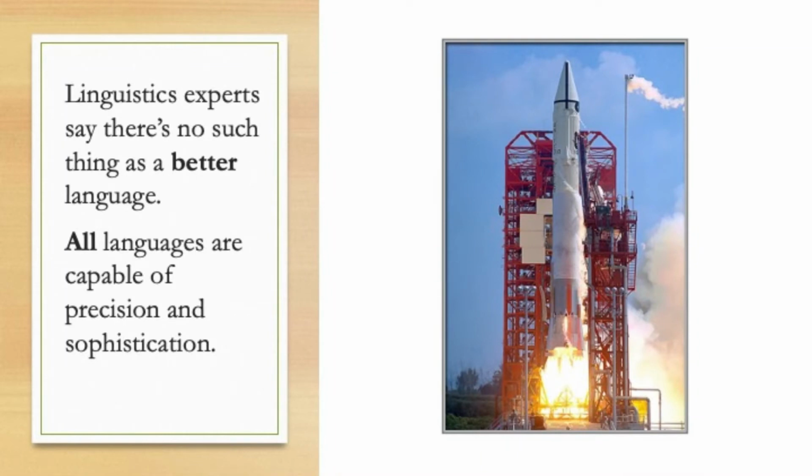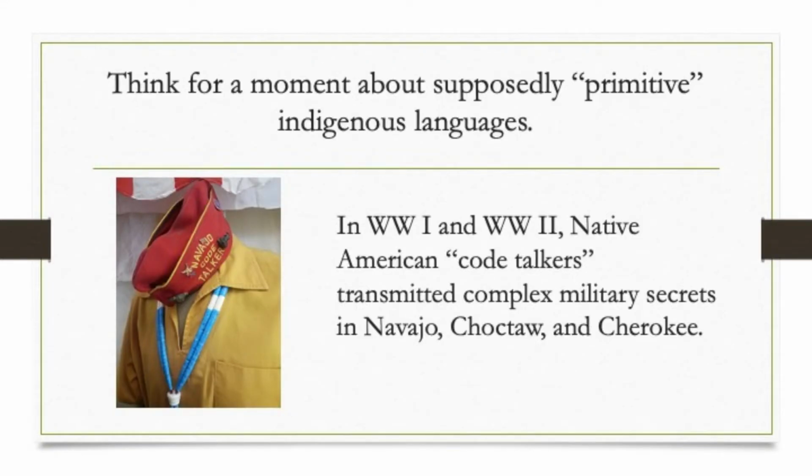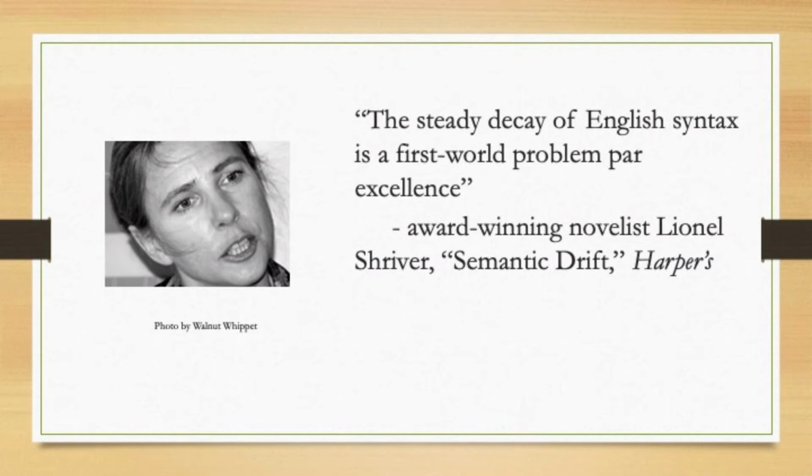English is precise enough to explain how to launch rockets into outer space and bring them back. Think for a moment about supposedly primitive indigenous languages. In World Wars I and II, Native American code talkers transmitted complex military secrets in Navajo, Choctaw, and Cherokee. But shouldn't we be worried about the future of English?